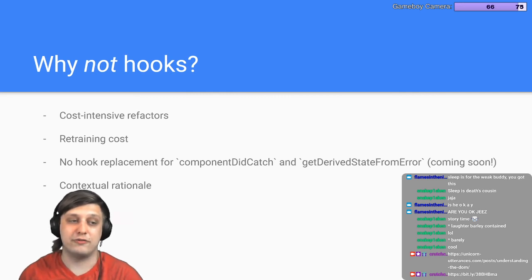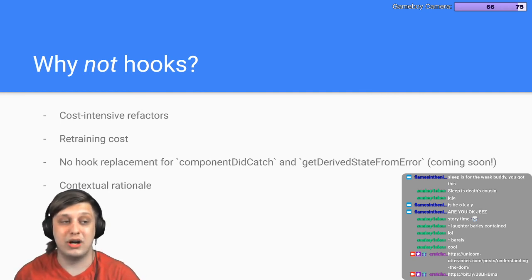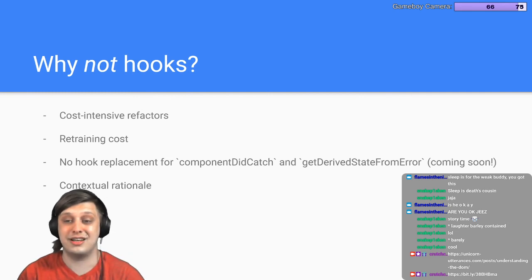One, cost-intensive refactors. If you've spent $500,000 as a company and you have hundreds of thousands of lines of code in classes, you're not going to want to use hooks. It's not a fast process. It's not cheap. It's very arduous and very expensive. So that's one reason why: refactors cost money. They cost time. They're annoying. So that might be a reason.